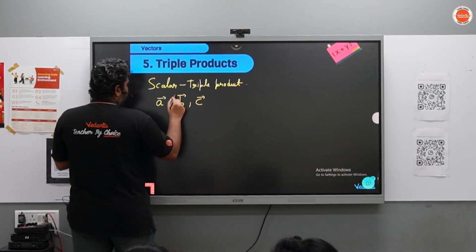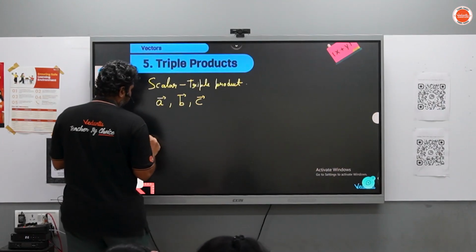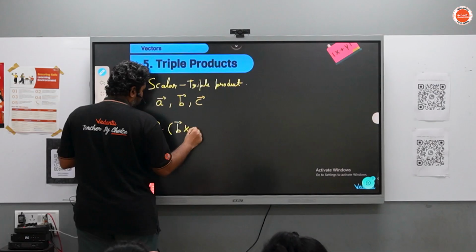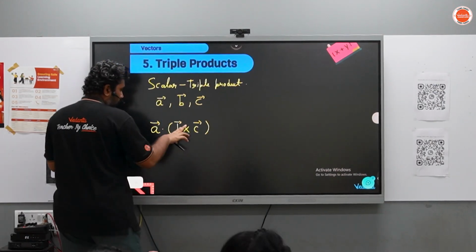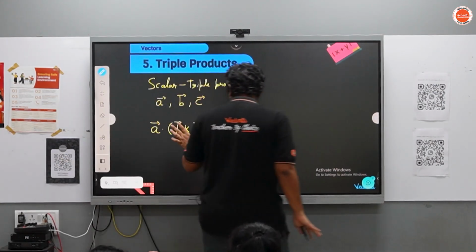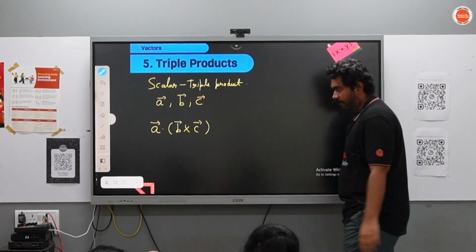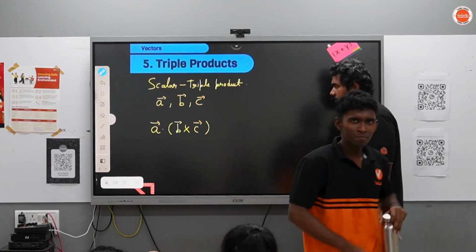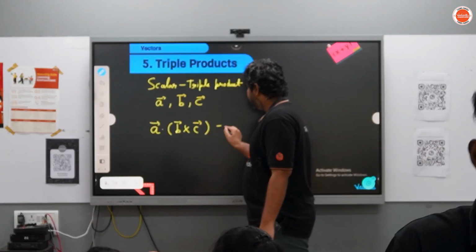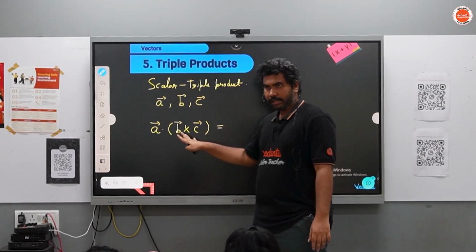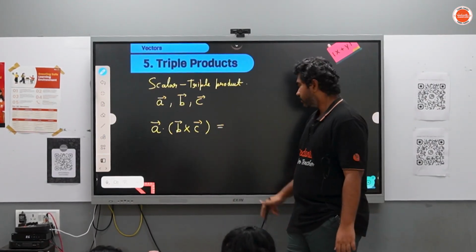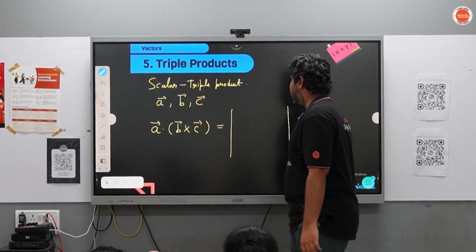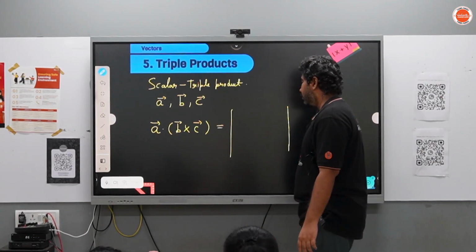So the STP, the scalar triple product of these three vectors is defined as A vector dot B vector cross C vector. This particular expression is called the scalar triple product of the three vectors. So this is going to be a determinant basically, right? A 3 cross 3 determinant.